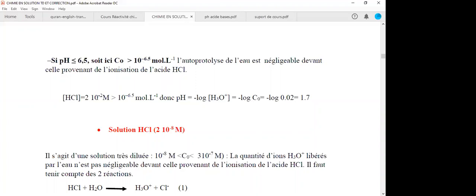So 2 times 10 to the power negative 2 is greater than 10 to the power negative 6.5. If you punch these values on the calculator, you will see. And then it means the pH is that of a strong acid. It is given by negative log of the concentration of H3O plus, which is equal to negative log of the initial concentration. The concentration is 2 times 10 to the power negative 2, which is 0.02. If you punch negative log of 0.02, it gives you 1.7. So this is the pH. Is it clear for this question?